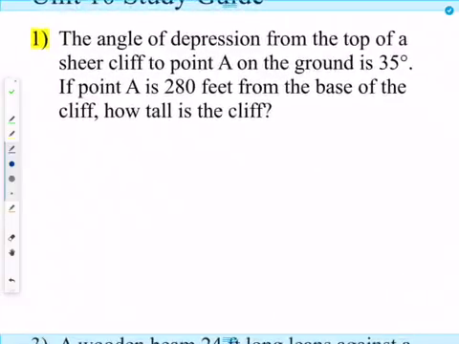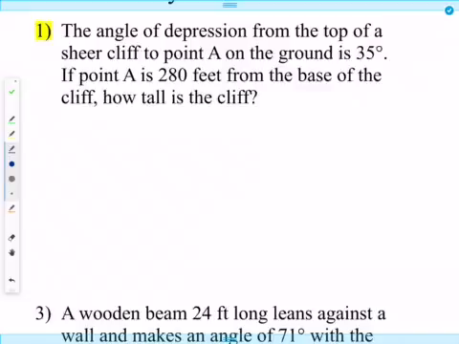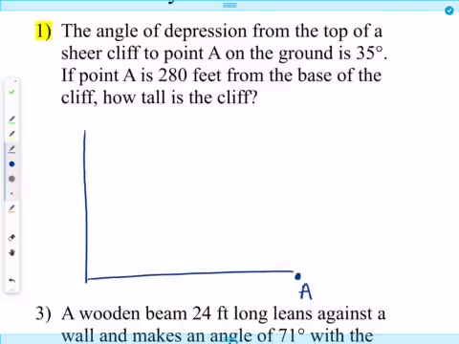It reads, the angle of depression from the top of a sheer cliff to a point A on the ground is 35 degrees. If point A is 250 feet from the base of the cliff, how tall is the cliff? So this is going to be some kind of vertical cliff, and we're going to have point A down here on the ground. Let me make that look a little better.